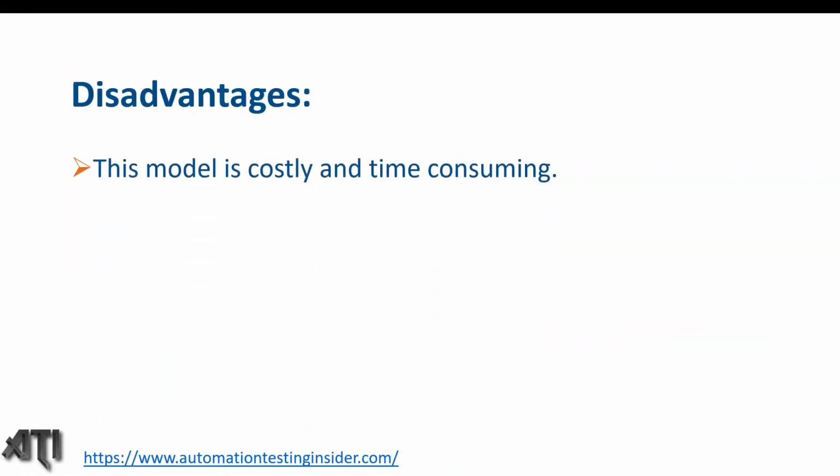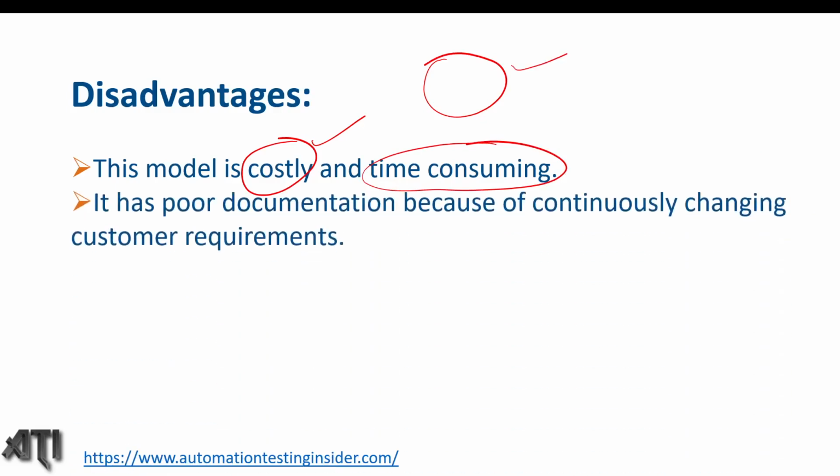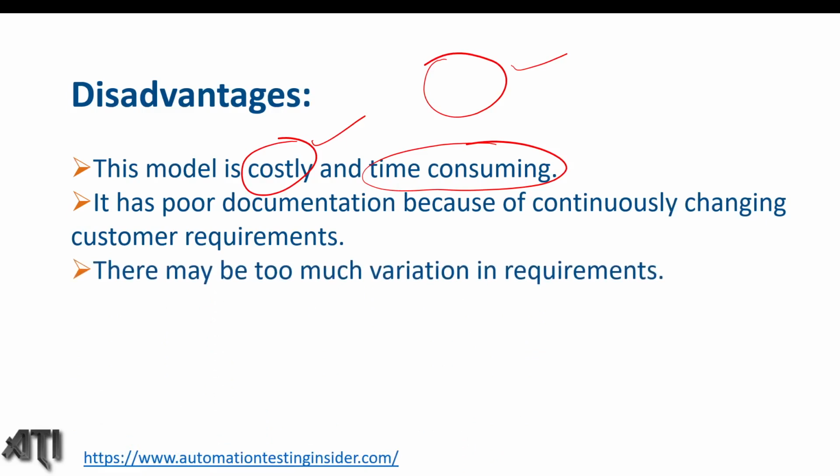Now let's talk about disadvantages. This model is costly and time consuming. Why costly? Because we are putting effort into building the prototype, and it is time consuming because building a prototype will take more time, right? It also has poor documentation because of continuously changing customer requirements. We need to do a lot of documentation, guys, but it is not quality documentation because of the continuously changing requirements. There may be too much variation in the requirements, so this is another disadvantage. So this is all about the prototype model, guys.